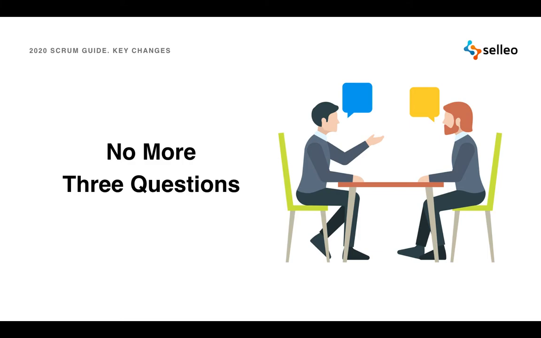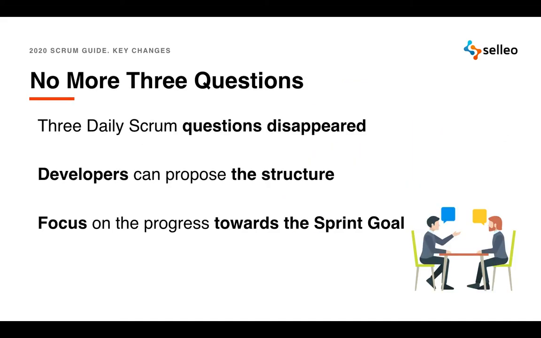No more questions? In 2017, the 3 questions used during the daily stand-up were: what did I do yesterday? What is my plan for today? And are there any obstacles or impediments? They were optional, but still we were using them willingly, and they were very popular. But now, in the 2020 Scrum Guide, they just disappeared.